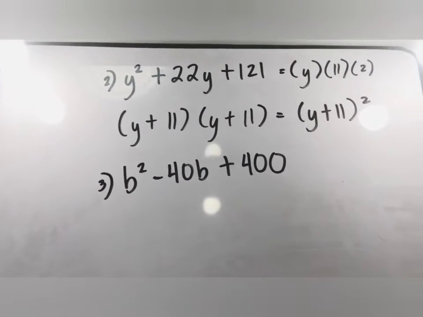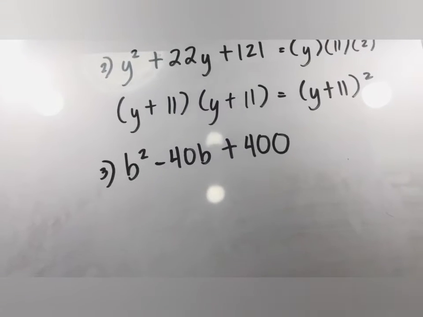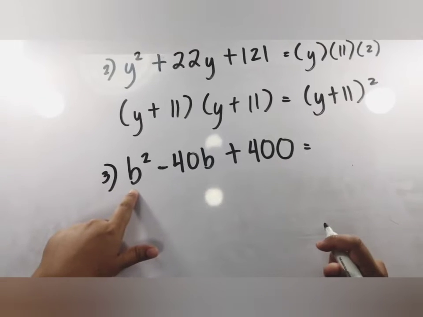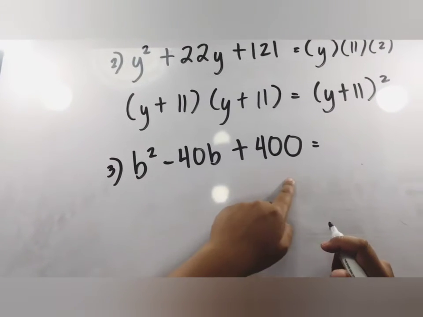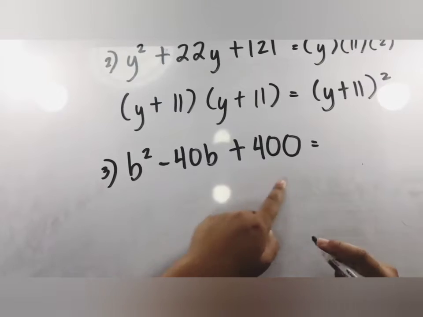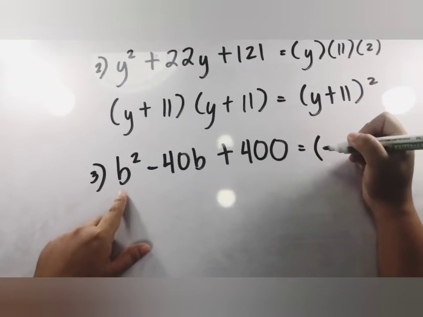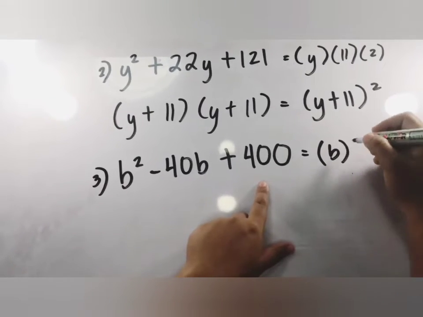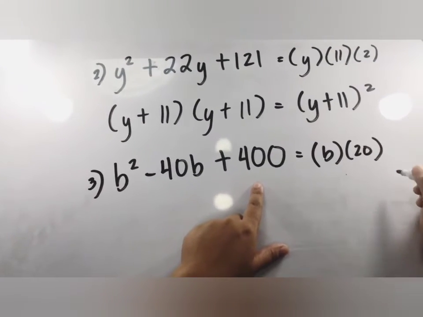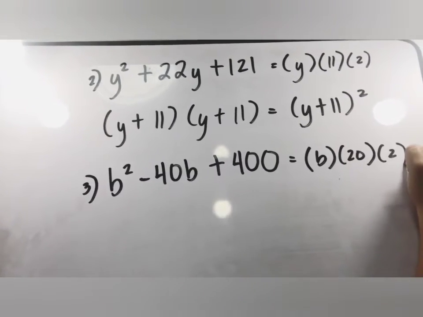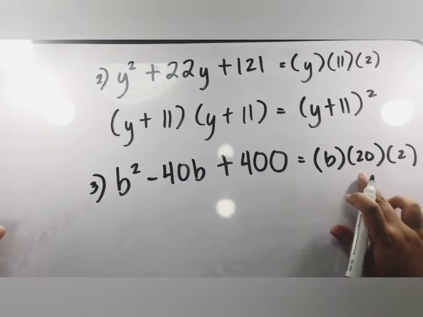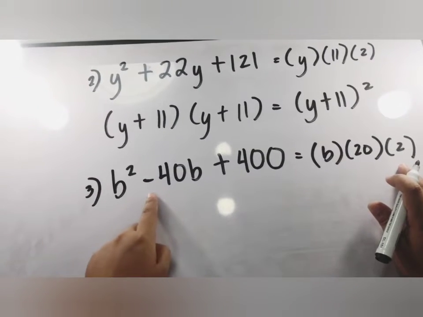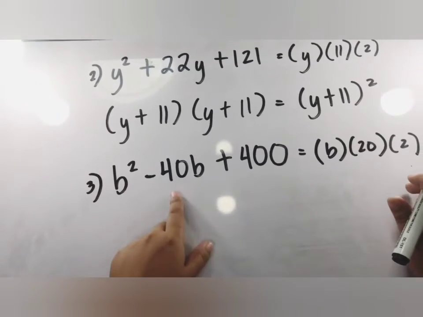Third, we have b squared minus 40b plus 400. Check. First term, b squared, perfect square. Last term, 400, perfect square. Middle term, so square root of b squared is b. Square root of 400, 20. Then multiply them by 2. So, b times 20 is 20b times 2 is 40b. Disregard first the sign. Okay, so 40b, correct.